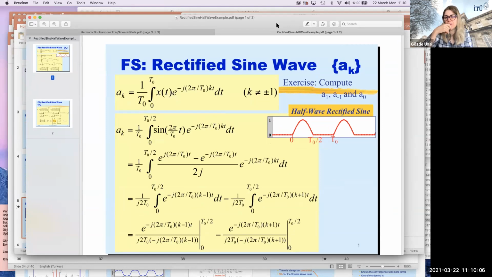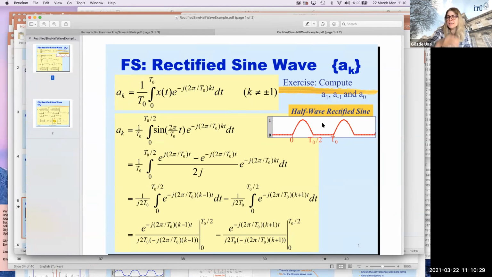For instance, a rectified sine wave, a half wave rectified sine wave. This is really all mathematical manipulation. This was given to you. Then you would really find the fundamental periods. It's T0 here, given as symbolic. It could be numerical. The question was to compute A1, A minus 1, and A0.